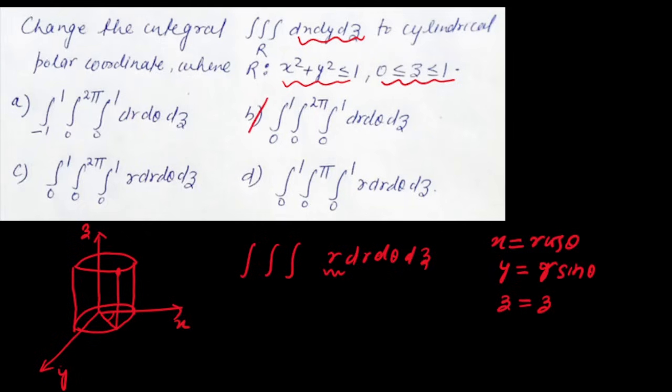This option B can't be correct, and even A can't be correct, because first of all it should have r dr d theta and dz. So either option C or option D will be correct.